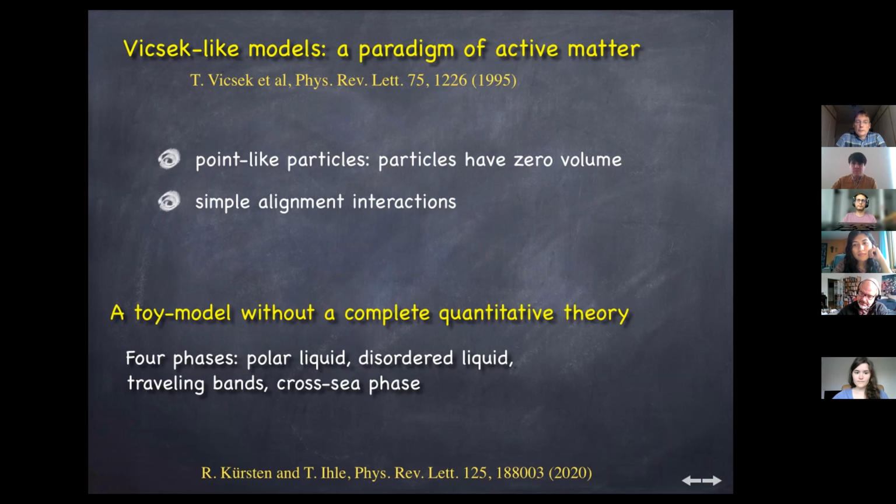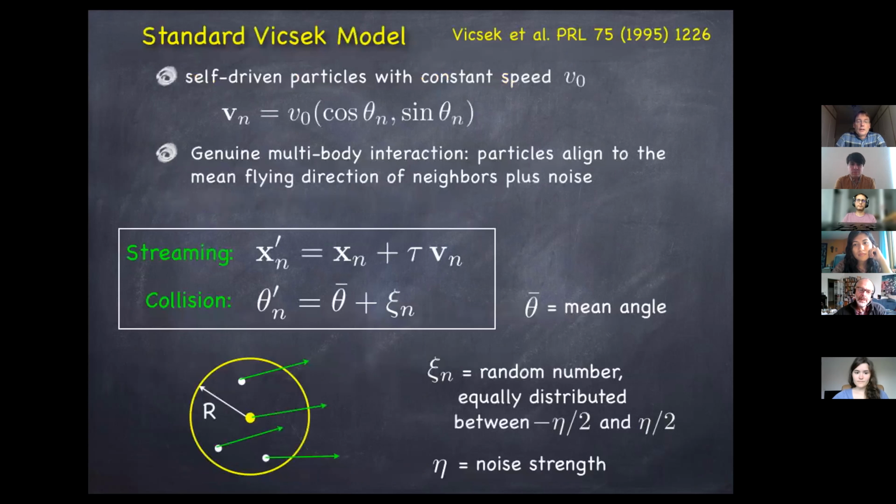It just looks like what the name says. It's a cross-sea of waves crossing each other at a particular angle. Okay. So just for those who don't know exactly the model, I will introduce the standard Vicsek model. Here from this famous publication in '95, Tamás Vicsek introduced it. I think it has now 6,000 citations.